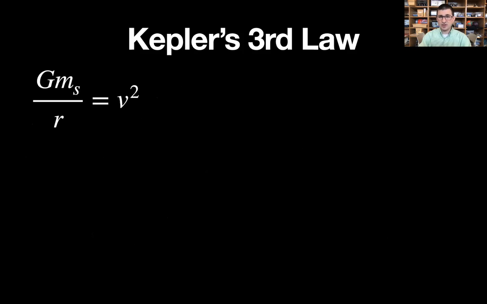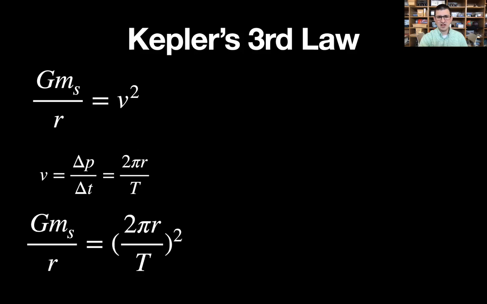Which we're going to clean up just a little bit because we know that the object is moving in a circle. So for a circle, the velocity is going to be the change in distance, or the displacement, over the change in time, which for one circle is going to be 2 pi r divided by the time it takes to get around one circle, and we call that the period. So 2 pi r divided by the period equals the velocity. We can substitute that in for the velocity. We get 2 pi r over the period, squared, equals this simplified version of the force.